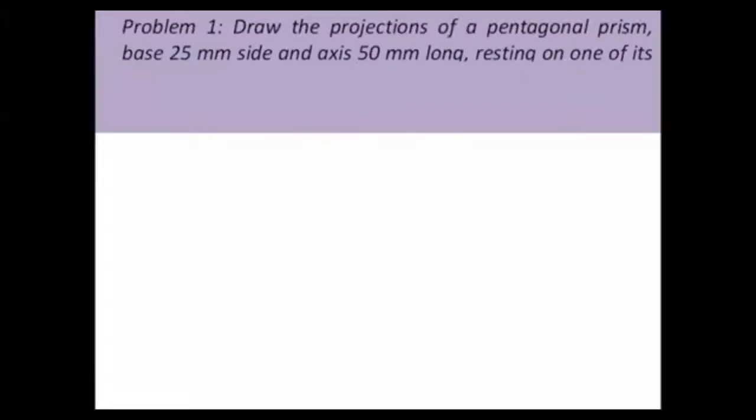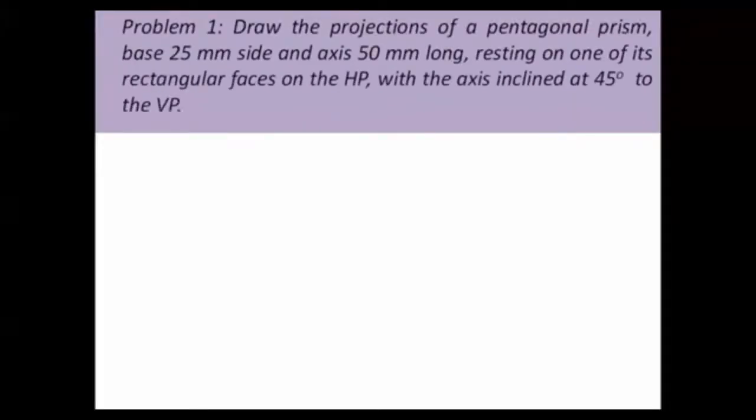So this is going to be problem number 1, and it goes like this. Draw the projections of a pentagonal prism, base 25 mm side and axis 50 mm long, resting on one of its rectangular faces on the HP with the axis inclined at 45 degrees to the VP.